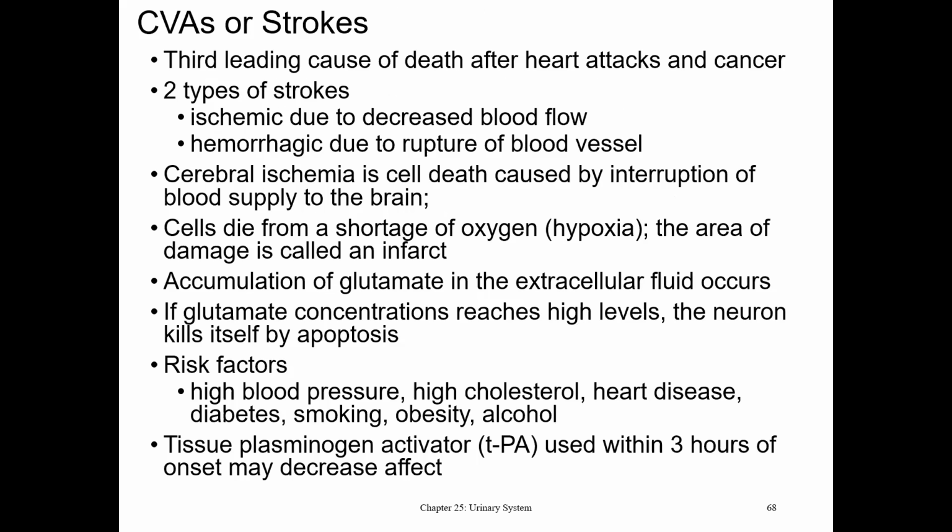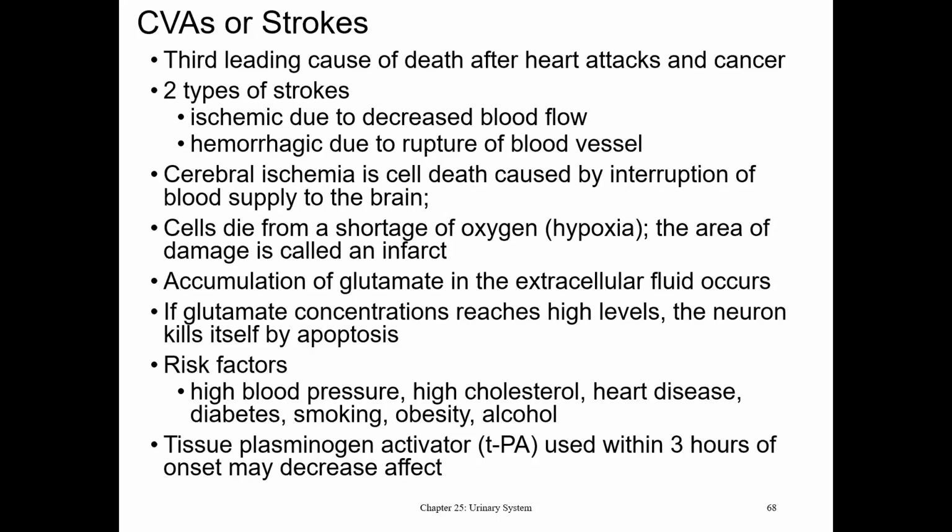Okay. Now, problems that we have in the brain. Brain can be damaged. What we call a cerebrovascular accident, a CVA, or a stroke, commonly called a stroke. Number 3 killer after heart attack and cancer. You can have 2 types of strokes. You can have an ischemic stroke, where you cut off the blood flow, or you can have a hemorrhagic stroke where a blood vessel ruptures and you're bleeding out.